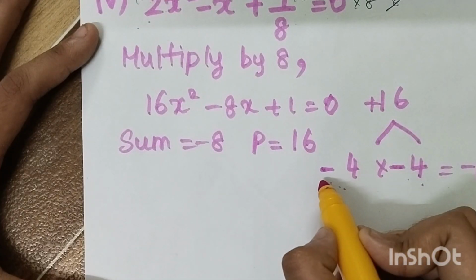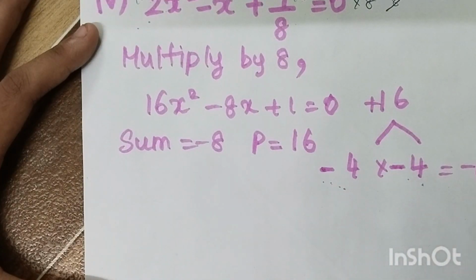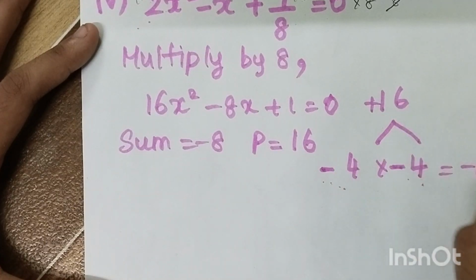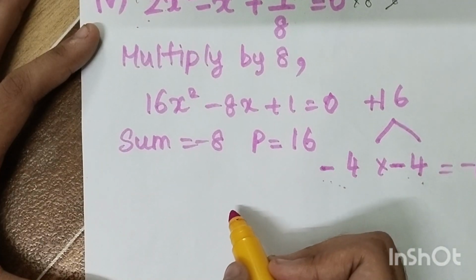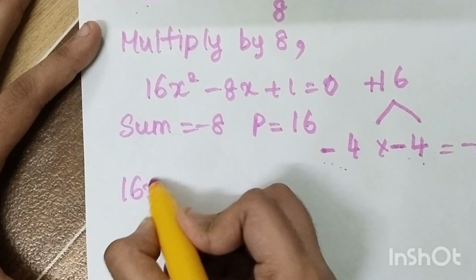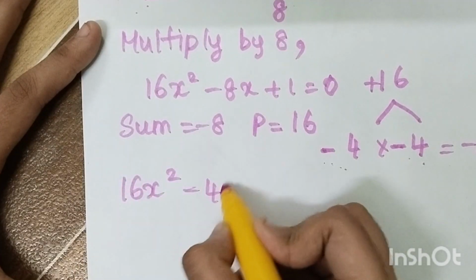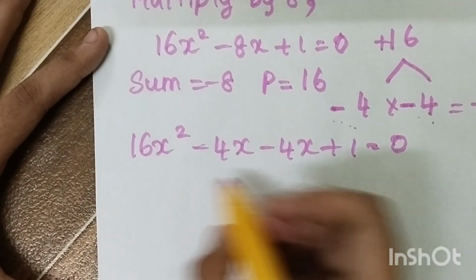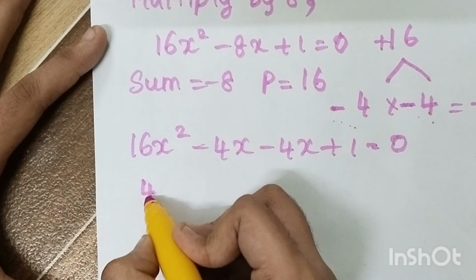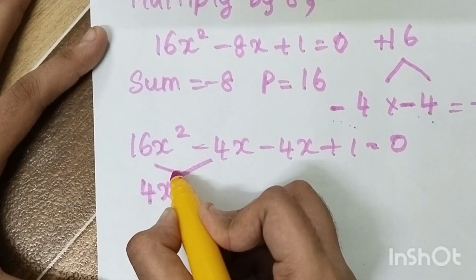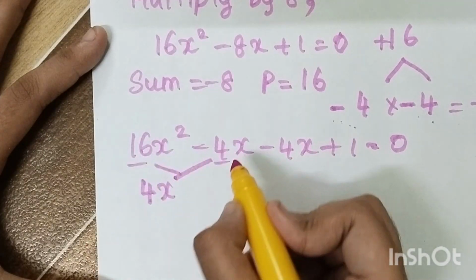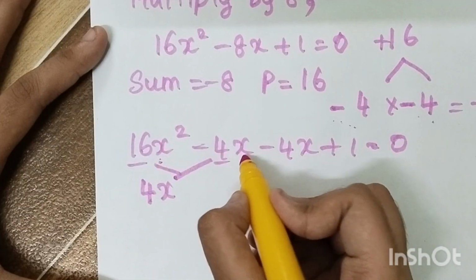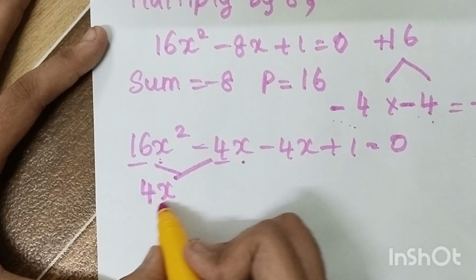And in the sum, minus and minus, your answer will also remain minus; you will just add it. So it satisfies both the sum and product rule. So instead of −8, I can write −4x − 4x + 1 = 0. So taking 4x as common out here, because 16 and 4 are divisible only by 4, and here I have 2x, and here only 1x, so I can take 1x as common out.